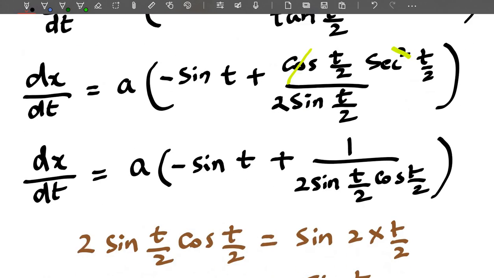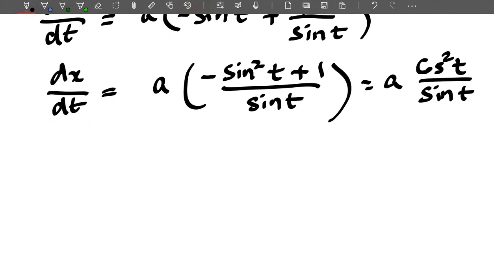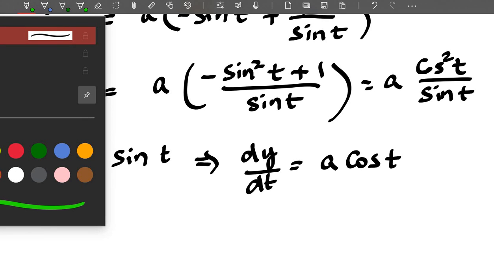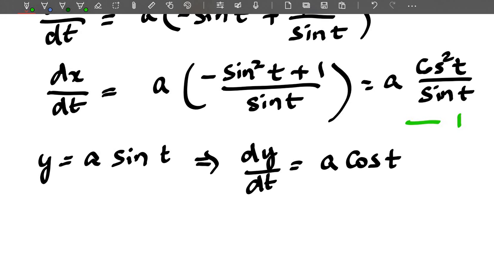Now see, when you take y is equal to a sine t, y is equal to a sine t, now when you differentiate with respect to t, which is giving us dy by dt is equal to a cos t. Okay, so now I want dy by dx. So let me take this as equation 1 and this as equation 2.